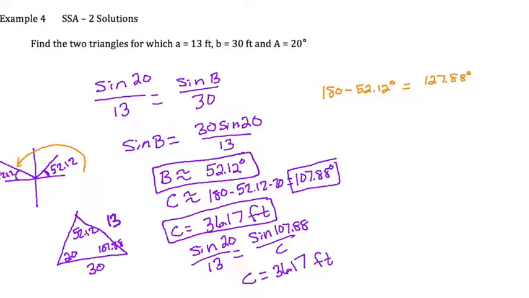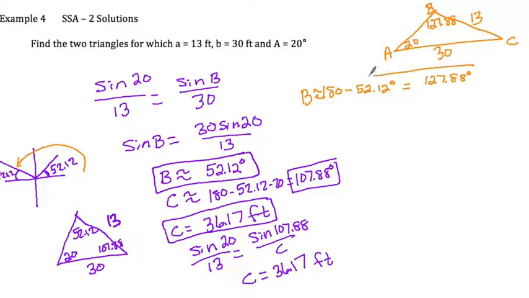Now the lovely thing about these is there are two triangles that are possible, because one is an acute triangle and one could be an obtuse triangle over here. This would be your 127.88. This would be your 20 for your angle A. This is 13, and this is 30 down here. This is your angle C and angle B. So this was angle B, about that.